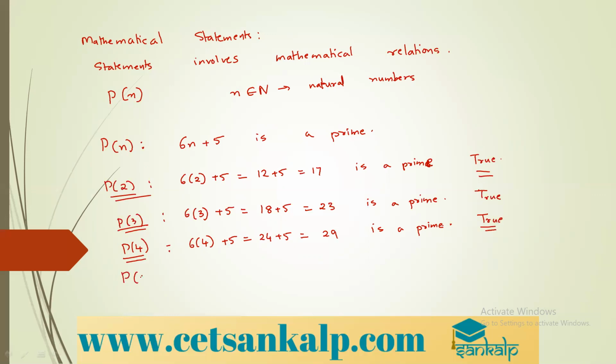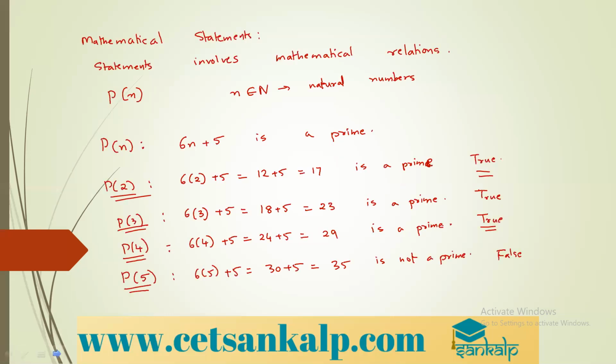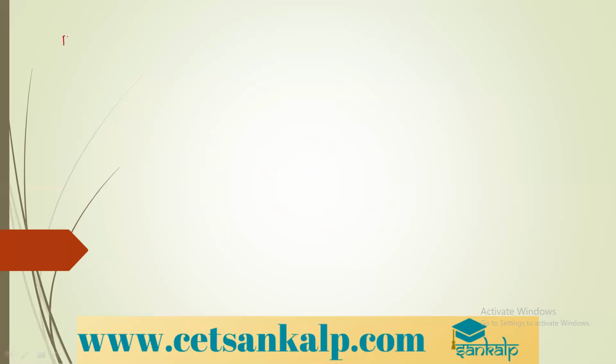Next, I will put n as 5. 6 into 5 plus 5, that is 30 plus 5, 35. But 35 is not a prime. That means the statement P of 5 is false. It is not true. So I can say which statement is true and which statement is false in this way. Let us take one more example.